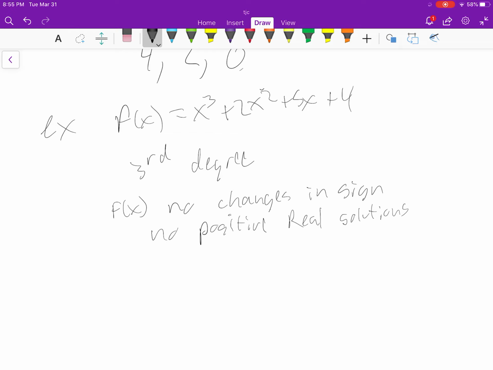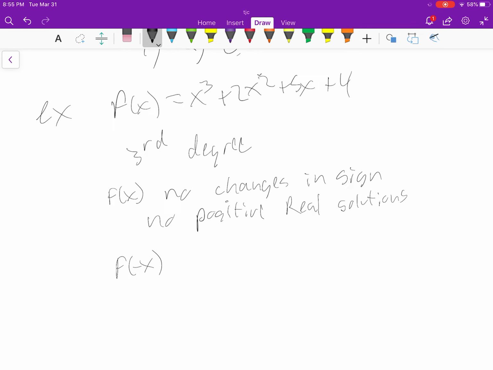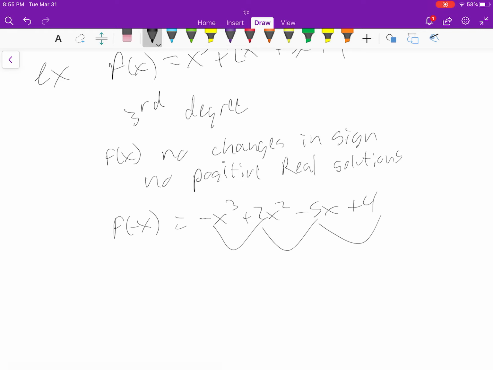And this will help us because when we use our P and Q, that means we can completely eliminate the positive possible solutions. We don't even have to check them. Now let's look at f of negative x. Well, plug that in. That'll change. This will be negative x cubed plus 2x squared minus 5x plus 4. That's 1, 2, 3. So we can have 3 possible negative solutions.